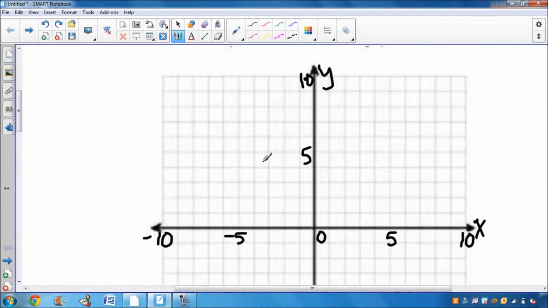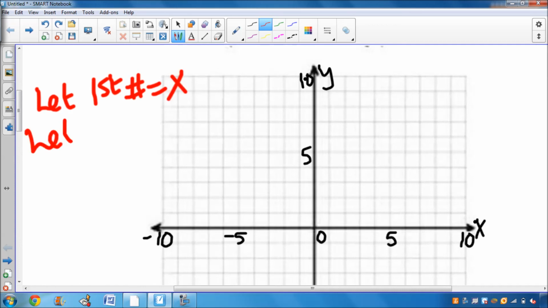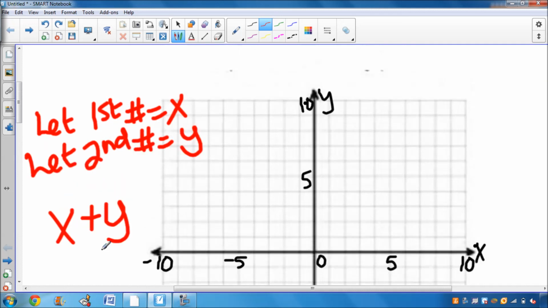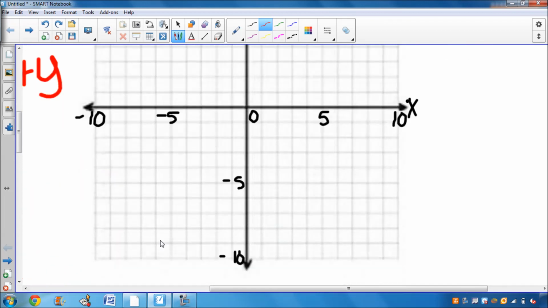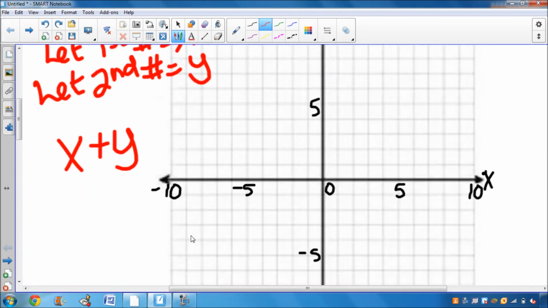All right, so if we don't know what the numbers are, we are going to have to call them some type of a variable. So what we're going to do is we're going to say let first number equal x, and then we can say let the second number equal y. So what I'm going to do is I'm going to add up my x and my y together, and it says that the sum of two numbers is less than 10, okay? So it's going to be is less than 10 right here.